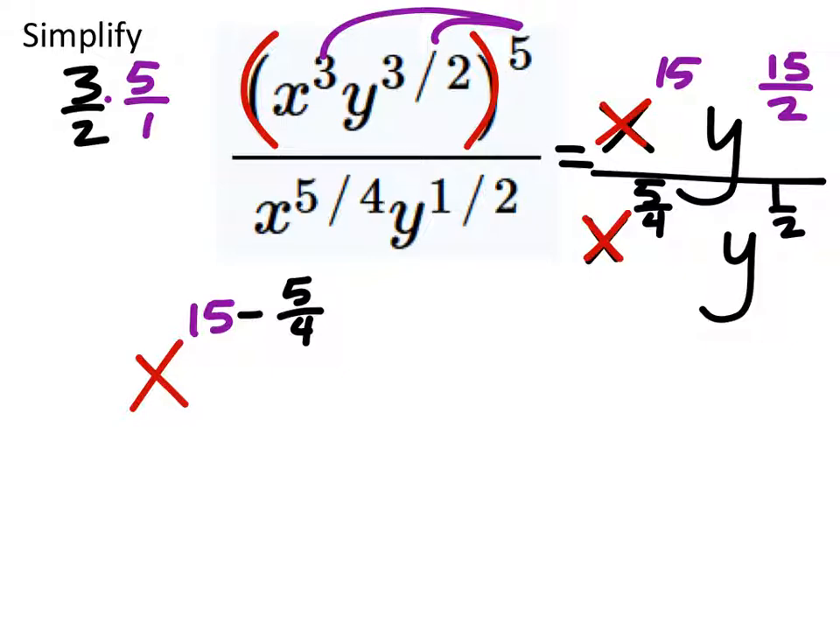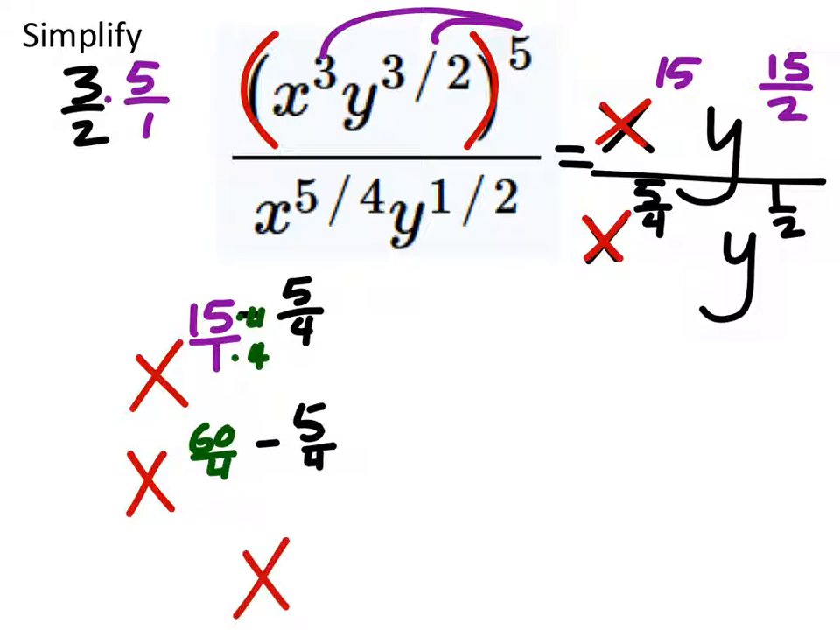Now, some of you guys have calculators that would do that for you. But I'm going to need common denominators to subtract these, all right? So I'm going to multiply the 15 and the 1 by 4, and that would give me 60/4 minus my 5/4, which ends up being x to the power of 55/4. And of course, that's just the x, right?